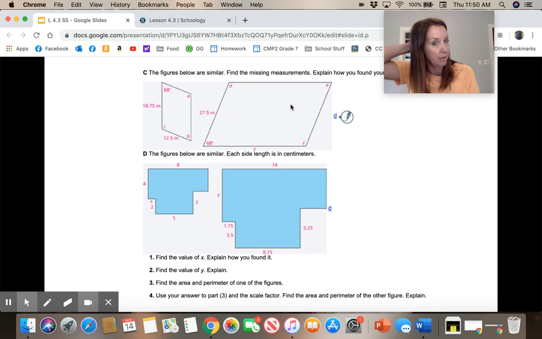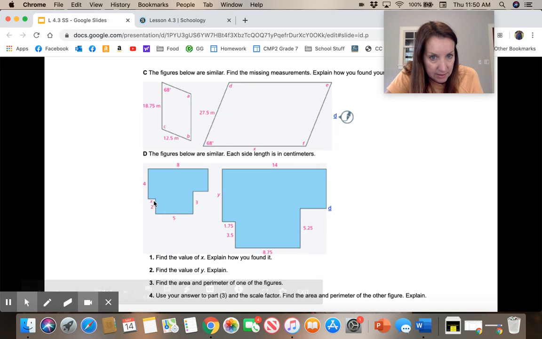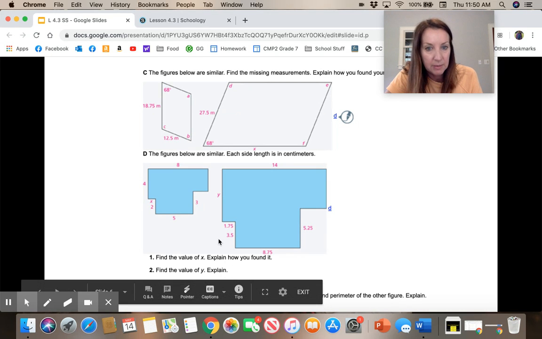In question D, it says the figures below are similar. Each side length is in centimeters. Find the value of X. X is this little one here, right? Explain how you found it. Find the value of Y. Y is this one. Explain how you found it.